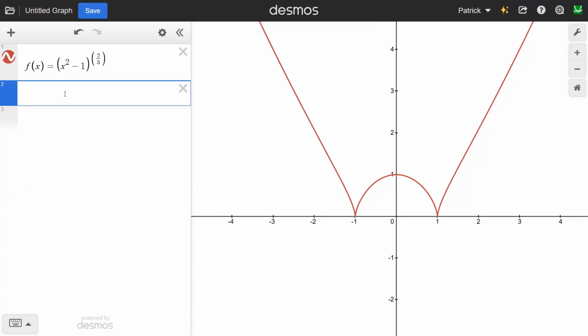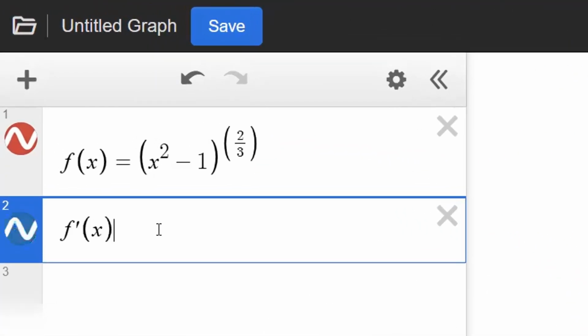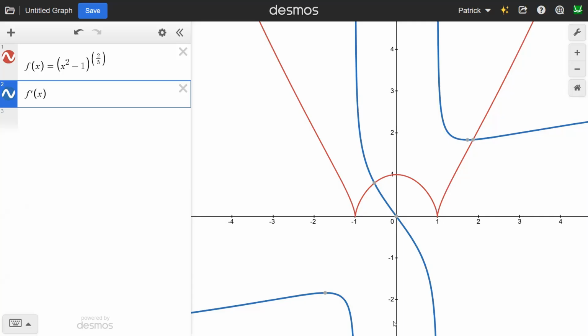So again, here's the graph of f. You can verify that it's decreasing on the interval -infinity to -1 and 0 to 1, as well as increasing from -1 to 0 and 1 to infinity. Additionally, we can quickly graph the first derivative and see that the blue graph is negative where the original function is decreasing and positive where the original function is increasing.